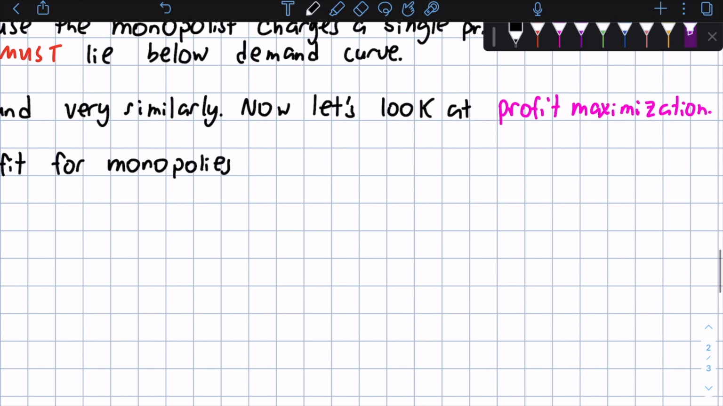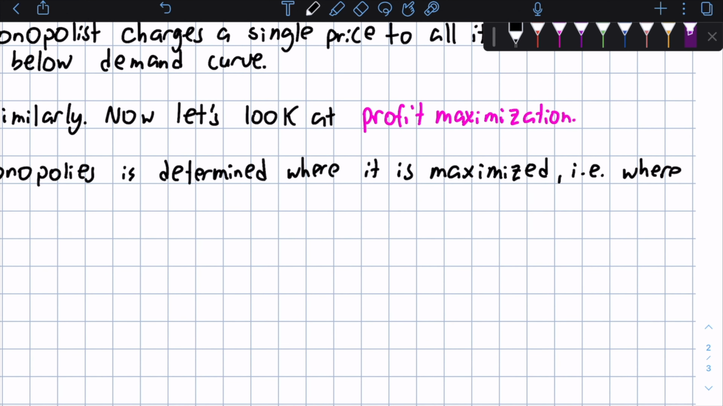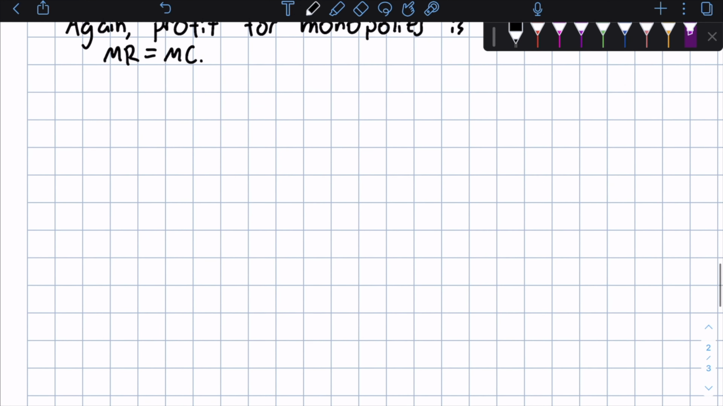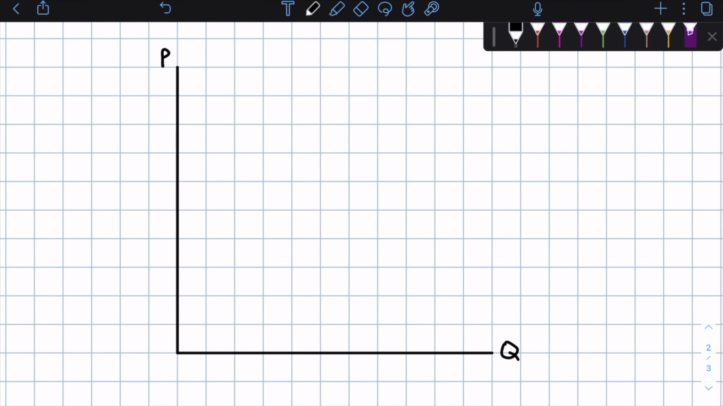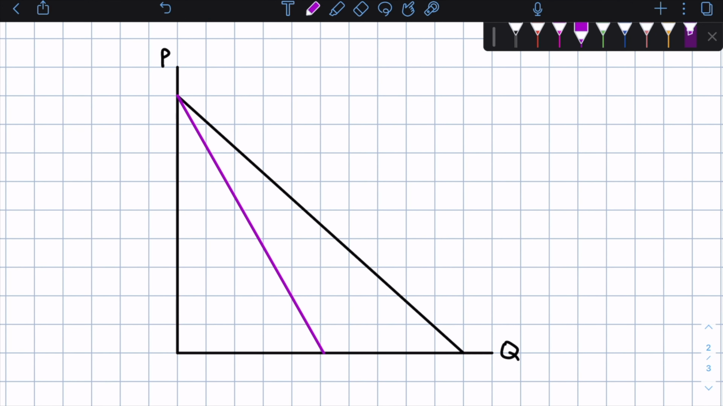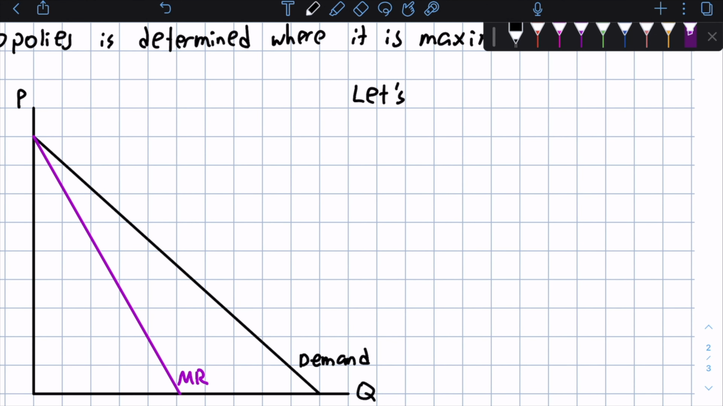example. The profit from monopolies, as we can remember from before, is determined where it's maximized, and this is where the marginal revenue is equal to the marginal cost. So here I'll start to draw it out here. Quantity and price on the axes here, and we have the demand curve and the marginal revenue. Here you can see twice as steep.